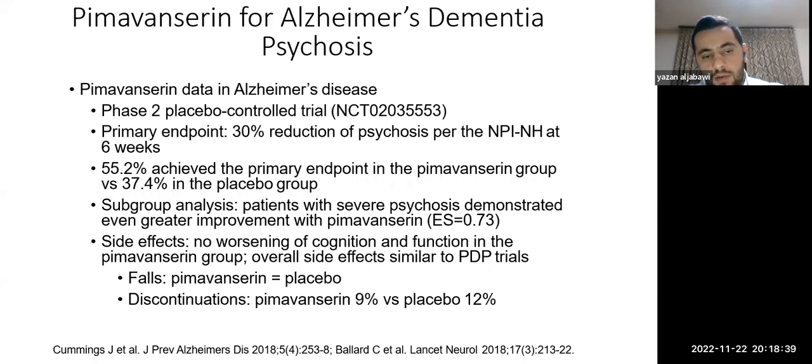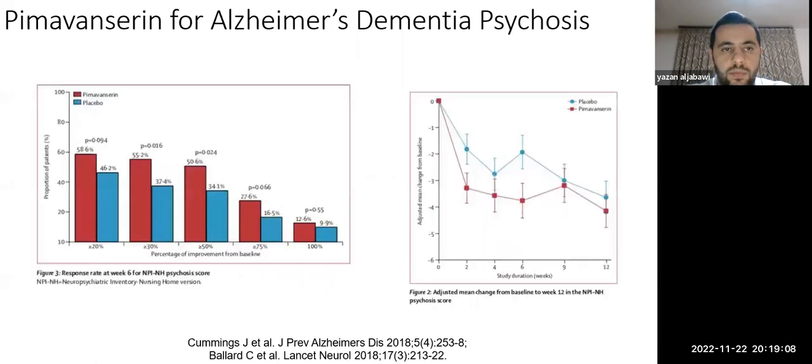Regarding the side effect profile, there was no worsening of cognitive function in the pimavanserin group. Overall side effects were similar to those we mentioned earlier in the Parkinson's disease trials. Regarding falls, pimavanserin was equal to placebo, and the discontinuation rate was 9%, less than placebo, which was 12%. This diagram shows the difference between pimavanserin and placebo in this study, with significant improvement in the groups treated with pimavanserin.